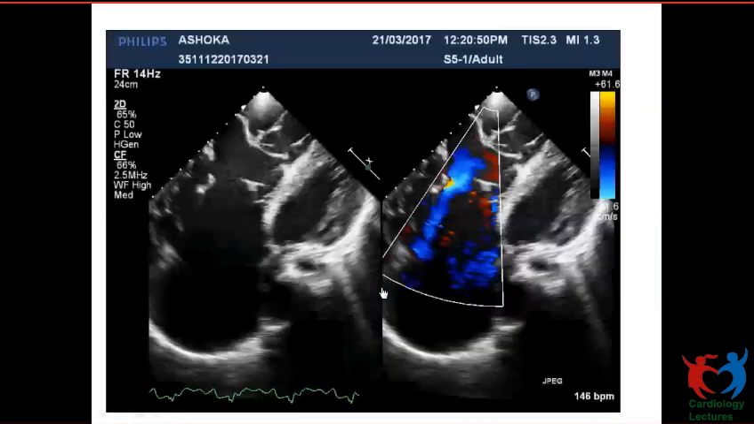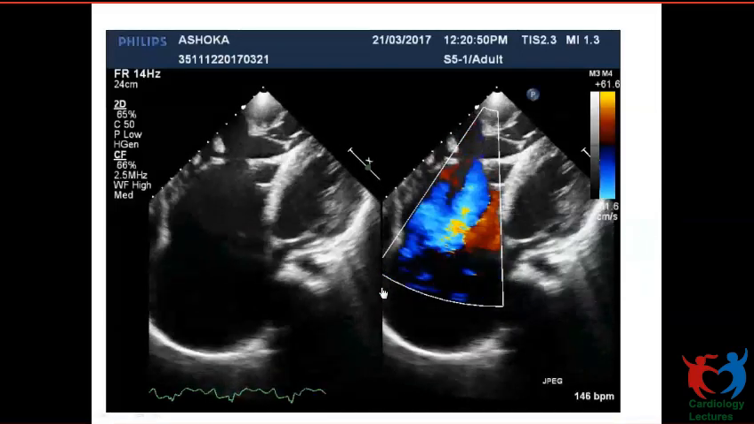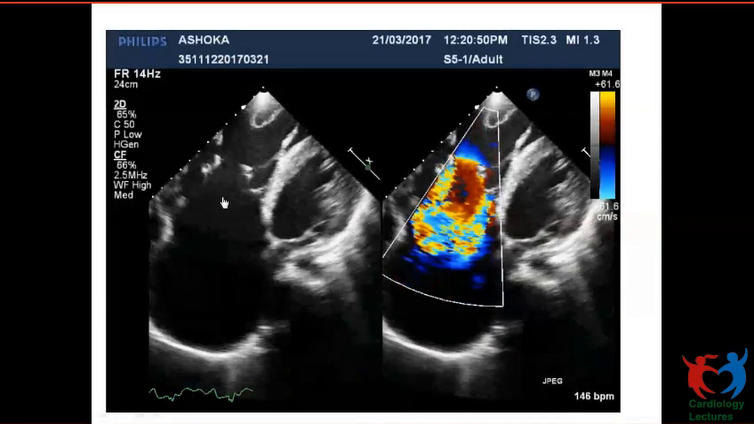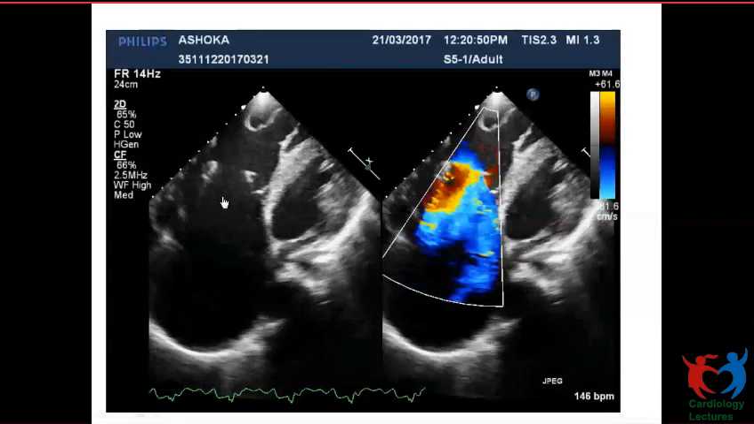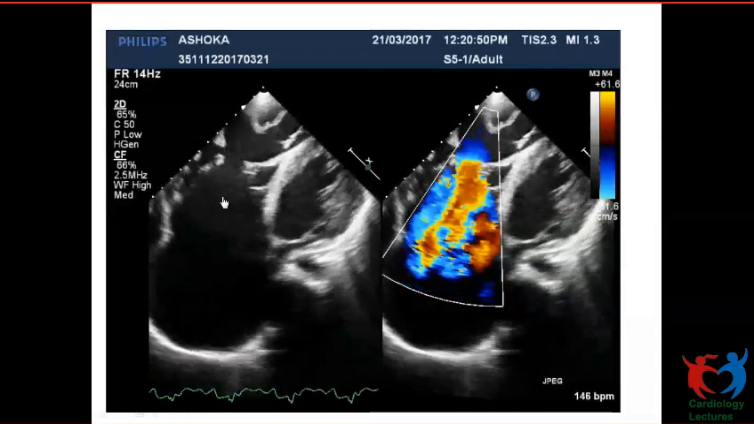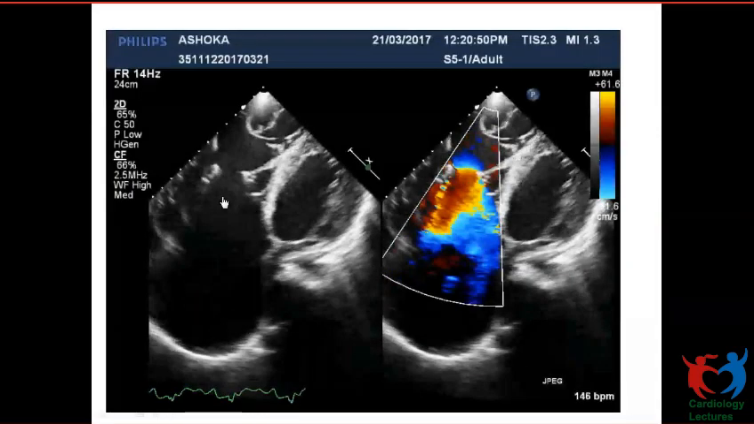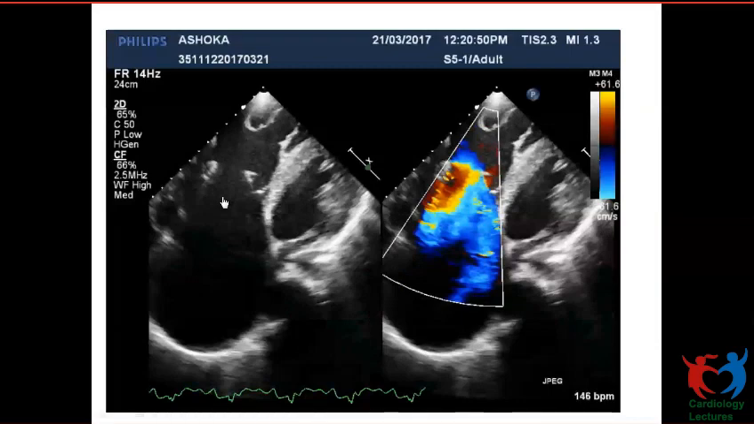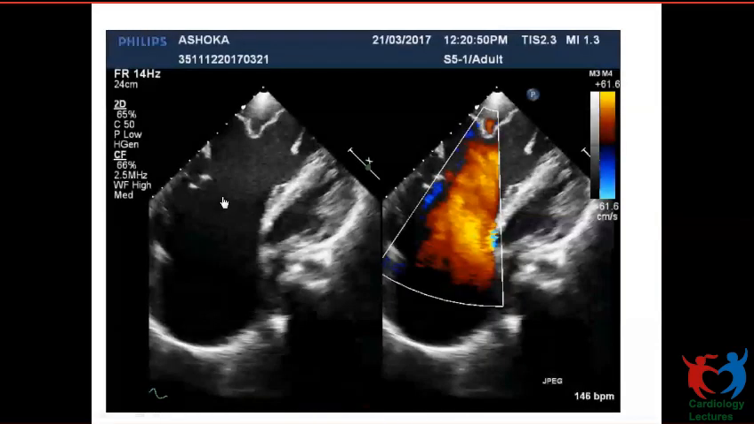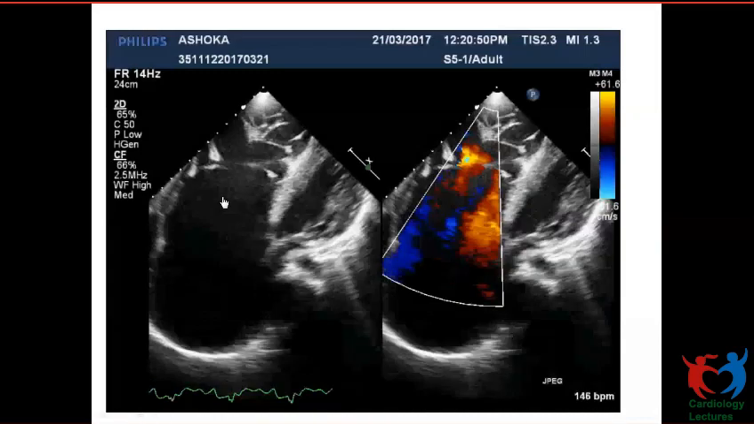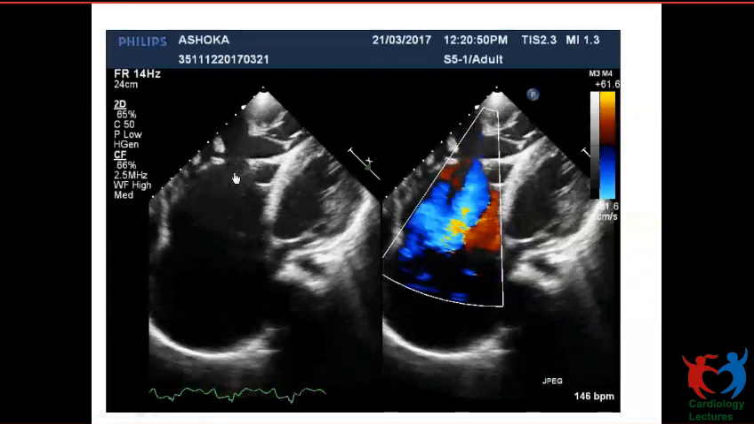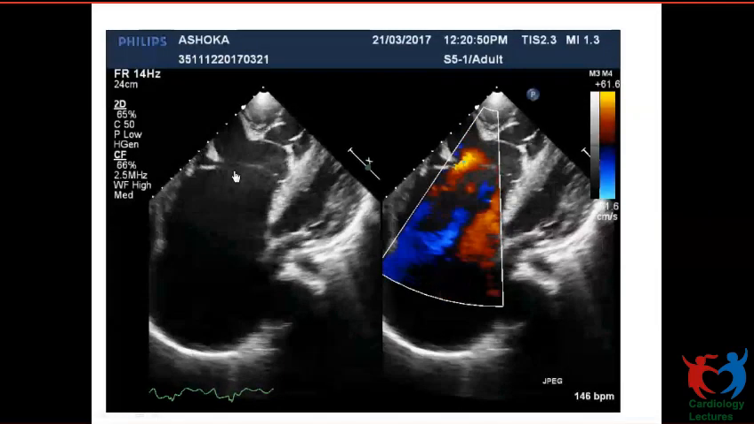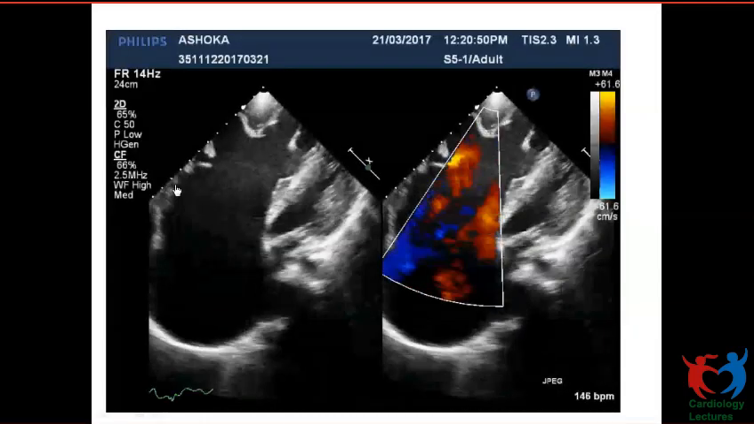Ebstein's anomaly, apical four chamber view. Can you describe the 2D findings of Ebstein's? The septal leaflet is displaced apically. How much? More than 8 mm per meter square or more than 15 mm. Then there is a dilated RA. What happens to the anterior leaflet? The anterior leaflet becomes sail-like with excess mobility. Sometimes there may be tethering, as you can see.